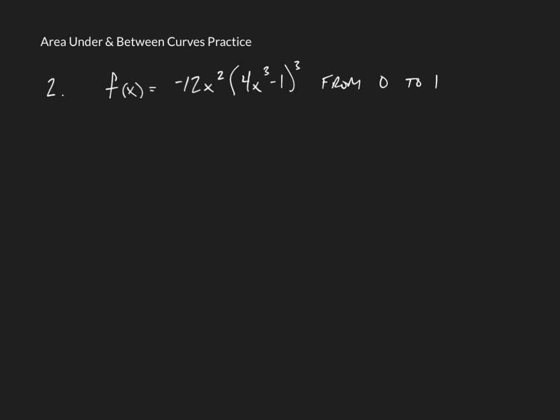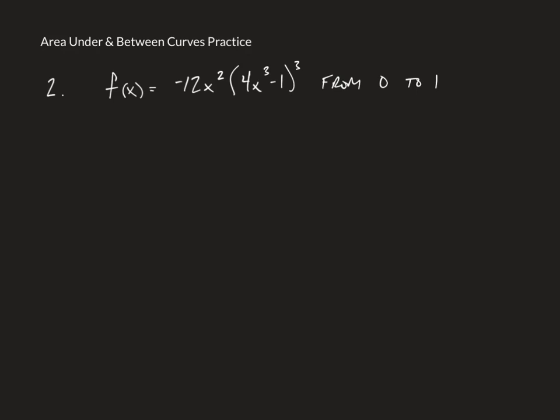Alright guys, we're going to practice finding the area under two curves and then the area between two curves. So we'll do 4 examples in this video. The first one we're going to do is number 2 from the practice problem set. Our function is negative 12x squared times (4x cubed minus 1) cubed, and we're looking from 0 to 1 on the x-axis.